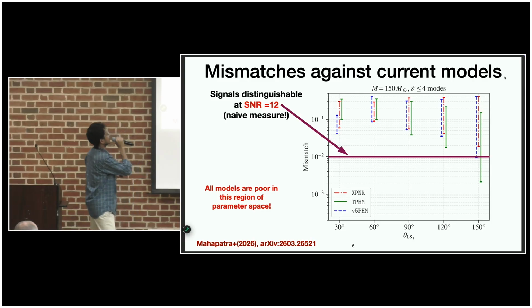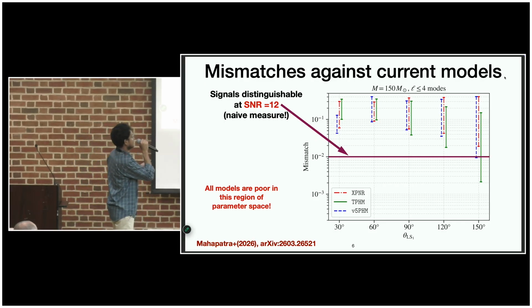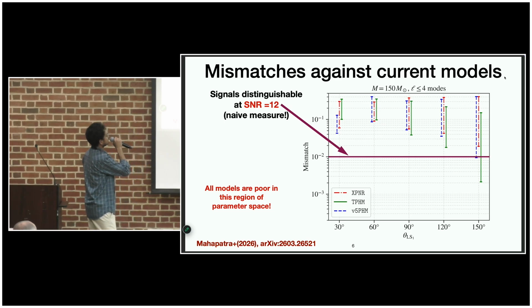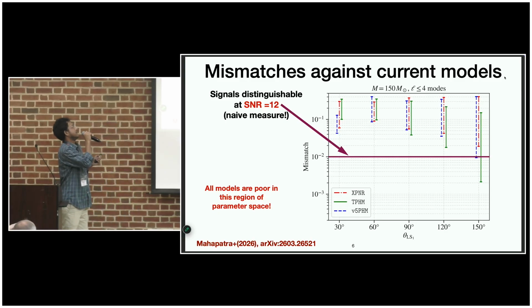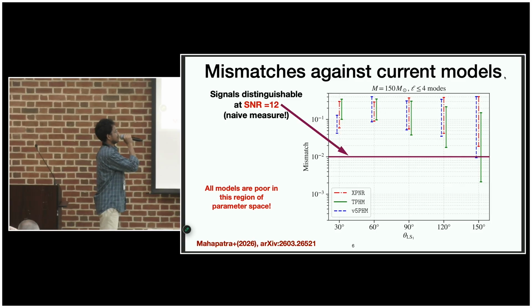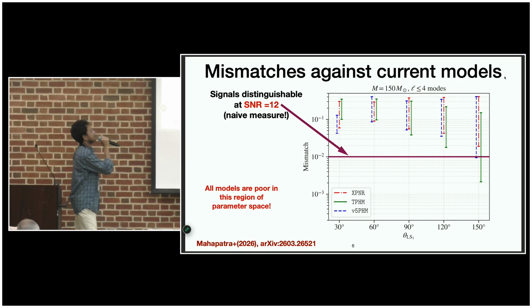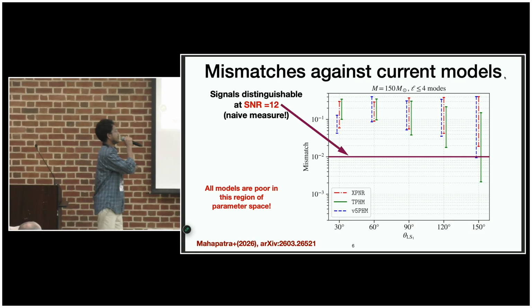If you want to connect it to the signal-to-noise ratio, the loudness of the signal, to whether these signals will be distinguishable or indistinguishable, then this line corresponds to an SNR of 12. So it's a very minimum, right? This is a naive measure, but this is a pretty bad mismatch. It will be even more problematic with LISA.